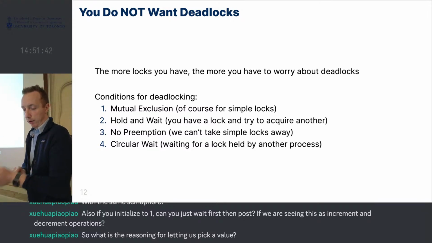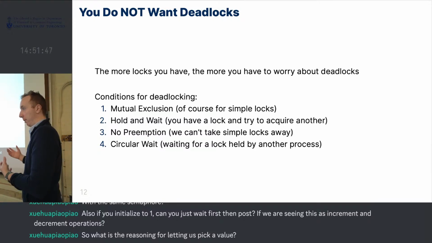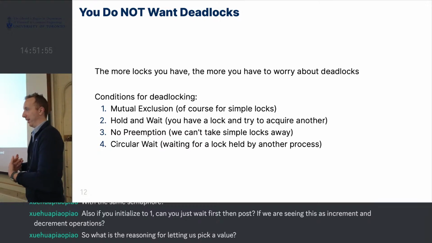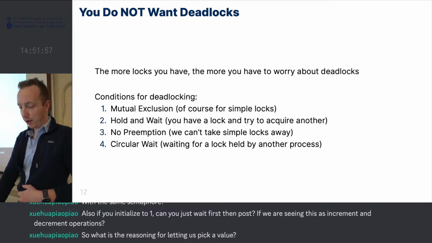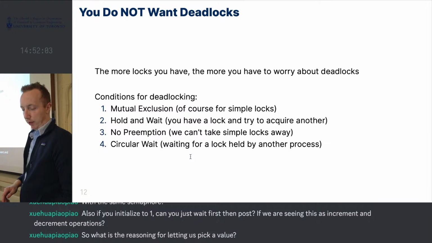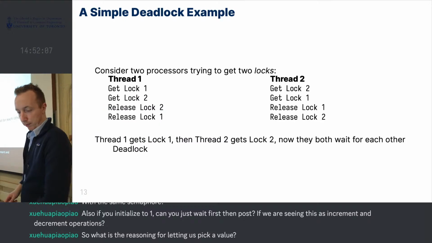The third is no preemption, which means I can't take a lock away. So after a thread has acquired the lock, I can't just brute force it and tell it to unlock it. I can't rob it or anything. I can't just be like, hey, unlock that please because I need it. So you can't do that. And the fourth condition is circular wait. So you have to wait for a lock that is held by another process or thread.